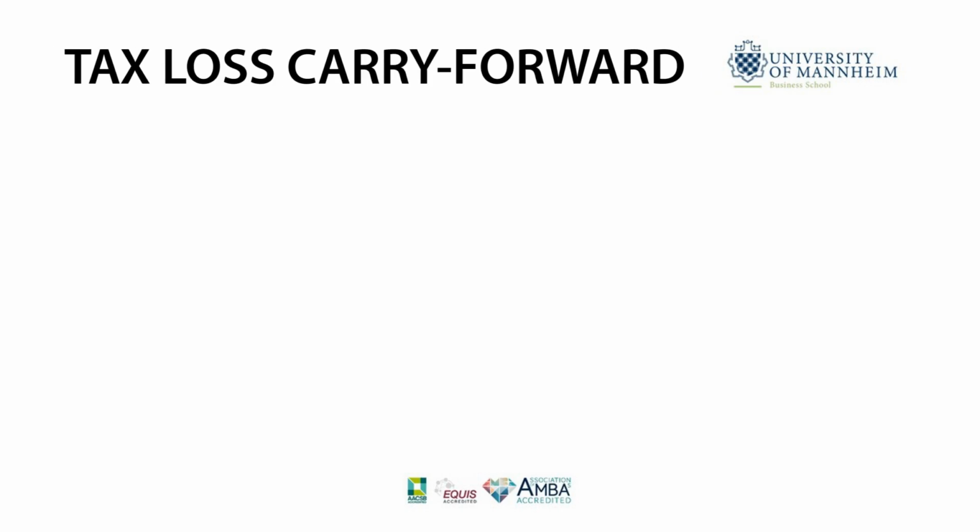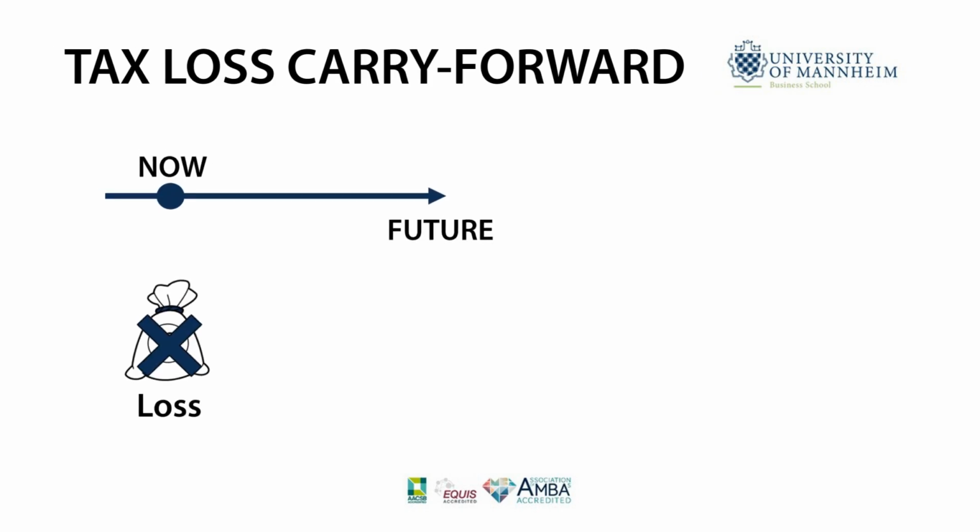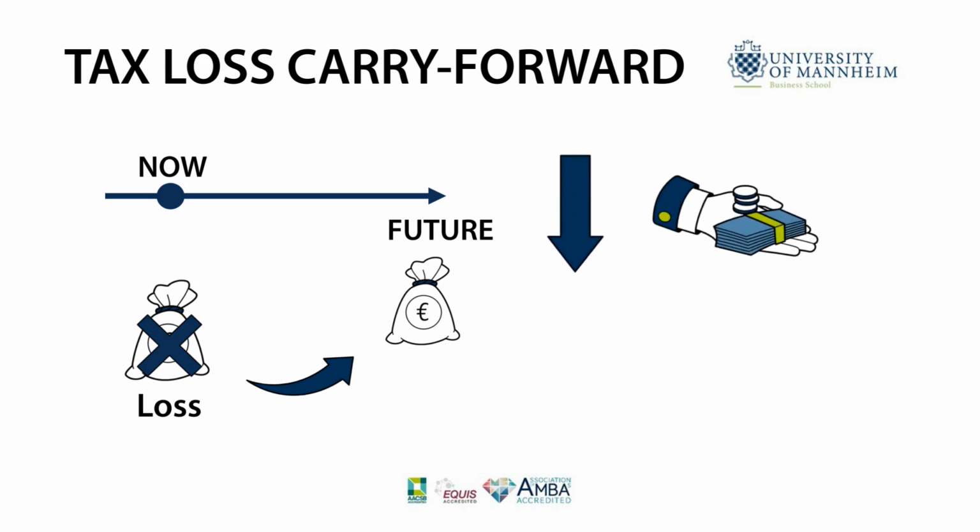An example leading to a deferred tax asset is a tax loss carryforward. As explained in another video, tax losses of the current year can be offset against taxable profits in subsequent years. Such a loss carryforward reduces your corporation's future tax liability and, thus, results in a future tax benefit recognized as a deferred tax asset.